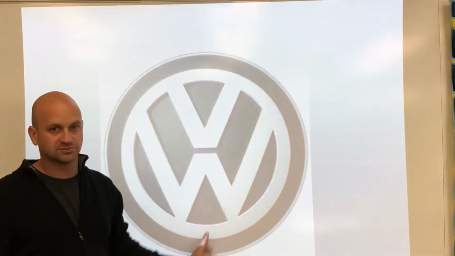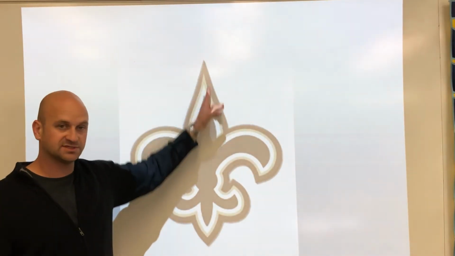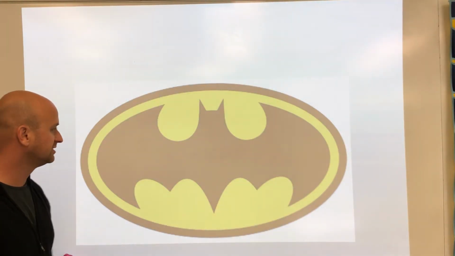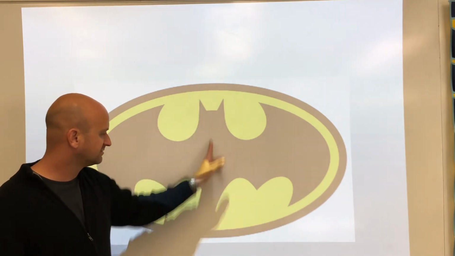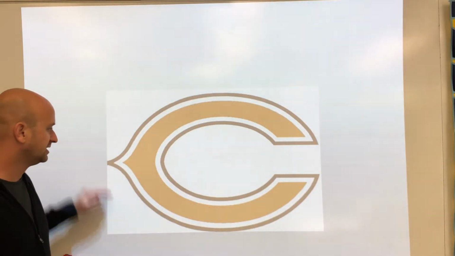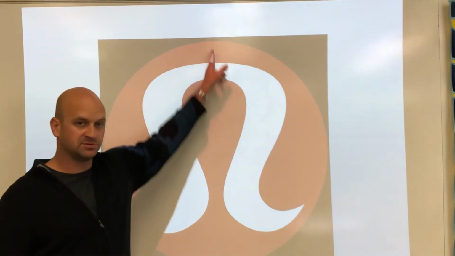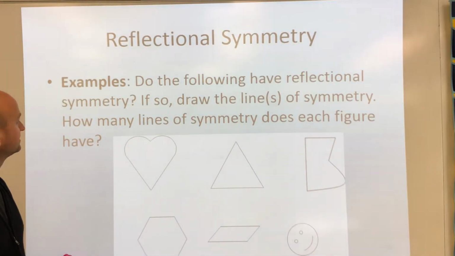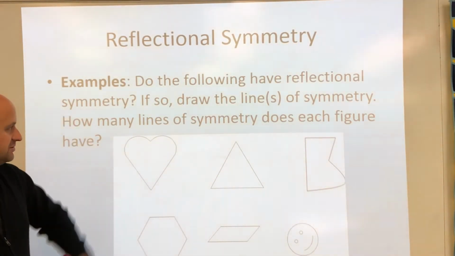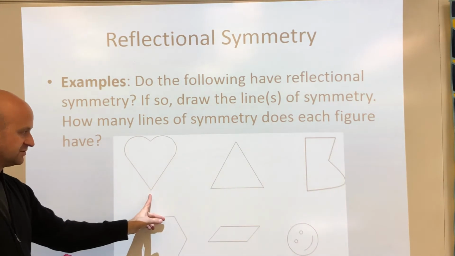Volkswagen would have vertical reflectional symmetry. The New Orleans Saints has vertical reflectional symmetry. Batman has vertical reflectional symmetry. And the Chicago Bears actually has horizontal. We finally see one with horizontal symmetry. Lululemon would be a vertical reflectional symmetry. So here are some other examples. So this would have a vertical.